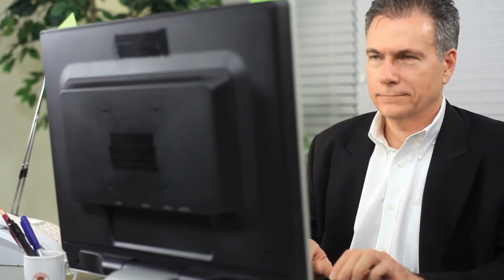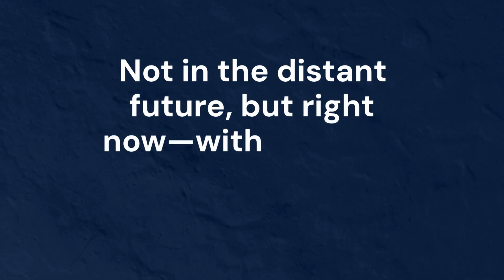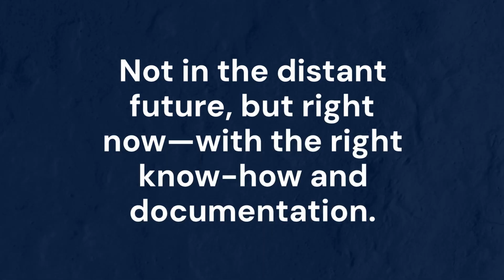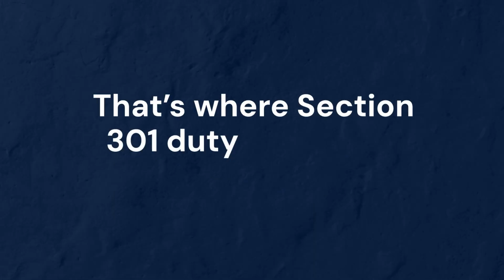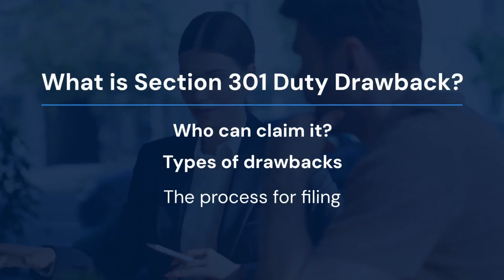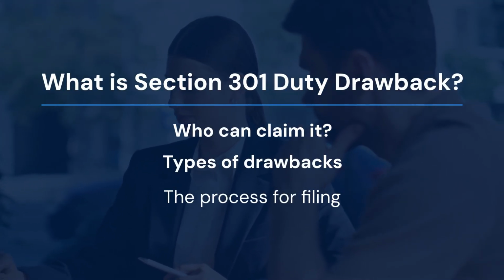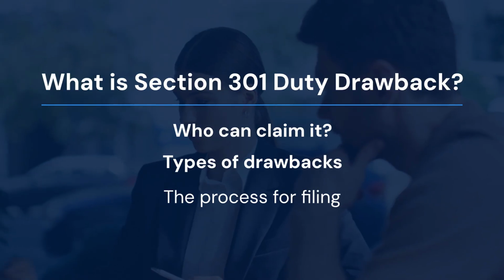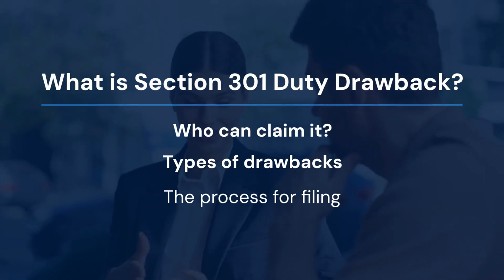But what if there was a way to recover most of that money? Not in the distant future, but right now, with the right know-how and documentation. That's where Section 301 duty drawback comes in. Let's break down what it is, who can claim it, the types of drawbacks available, the process for filing, the common pitfalls, and why it's more important than ever for your business.